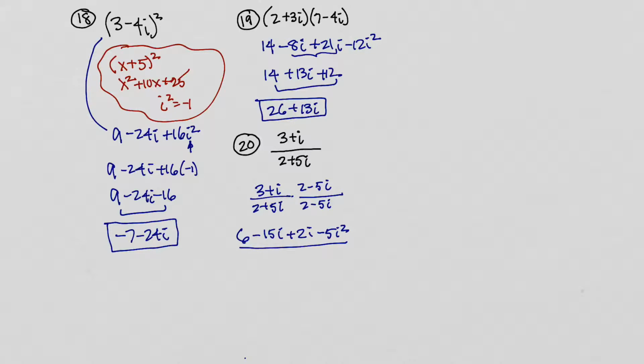Now, these are conjugates. We know what to do with conjugates. You square the first, getting a 4, put a minus sign, and square the last. 5i times 5i is 25i squared.